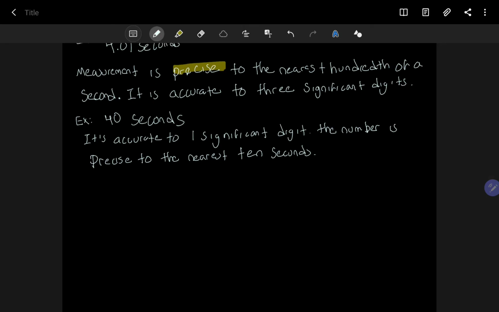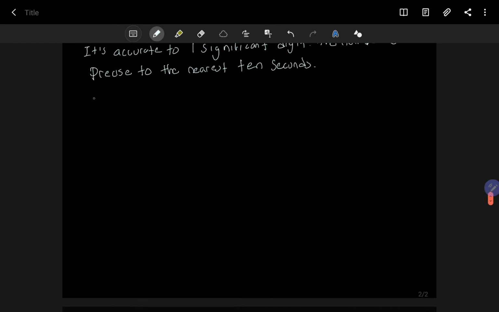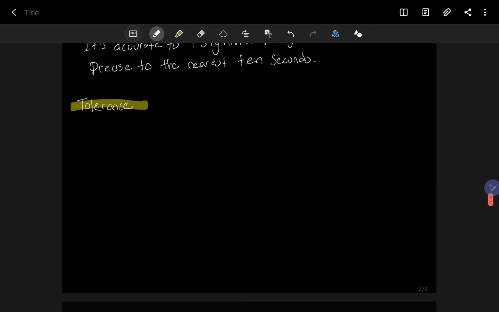At this point, we just got 2 more things. And so we're going to look at tolerance. That's something that we will see.